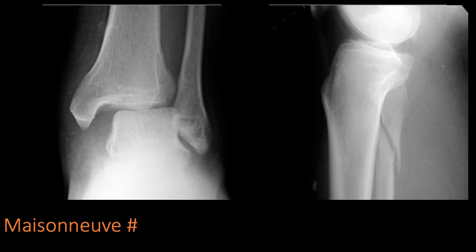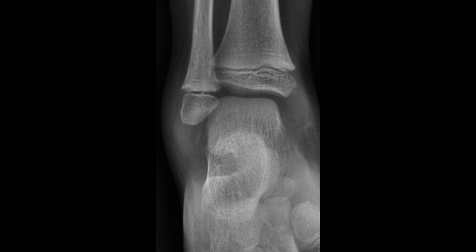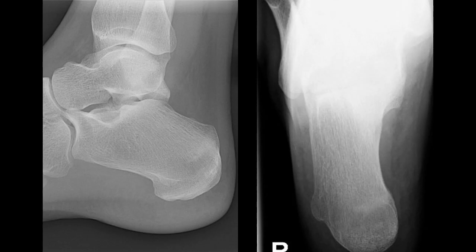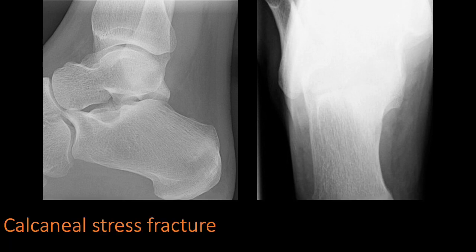This is a Maisonneuve fracture, which involves proximal fibular fracture along with an unstable ankle injury, which, as in this case, may be widening of the ankle mortise and may also include a medial malleolus fracture. This is an ATFL avulsion fracture with the avulsed fragment shown here. Calcaneal stress fractures can be very subtle, and this sclerotic line represents a calcaneal stress fracture.